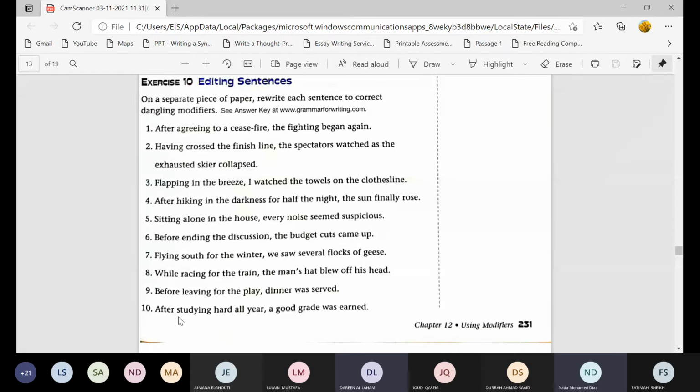After studying hard all year, a good grade was earned. A good grade was earned after studying hard all year. Yes, and I can add here I earned a good grade. Okay, so it modifies I. Okay, Dareen? Okay, miss.